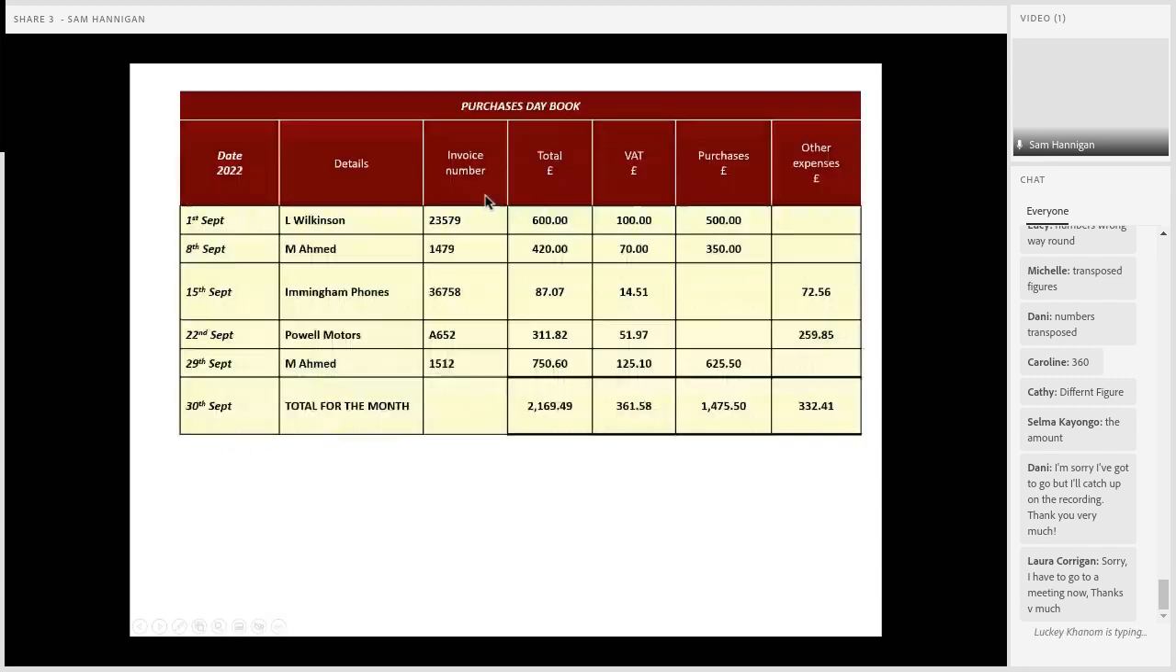Okay, then. Your purchase day book. I'm not balancing these off or anything, because they're already done, and it's based on what we've done before, but the opposite. So this is your purchase day book.